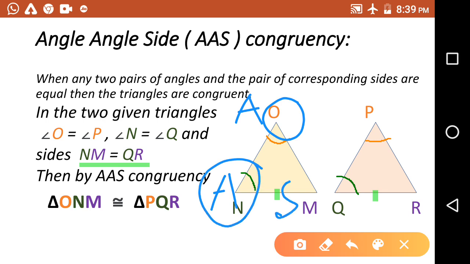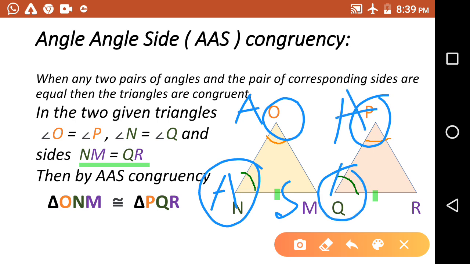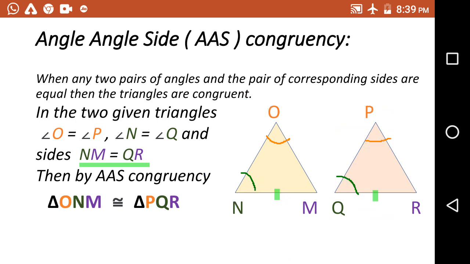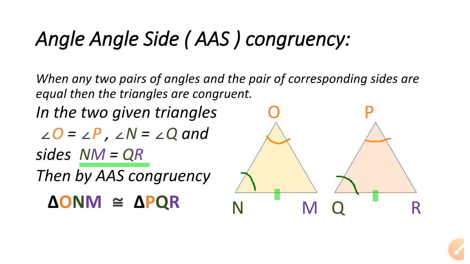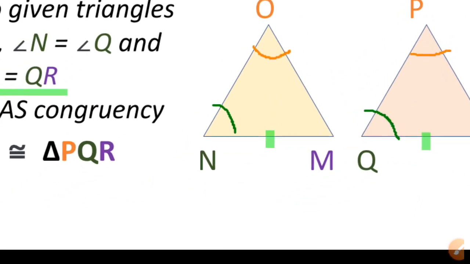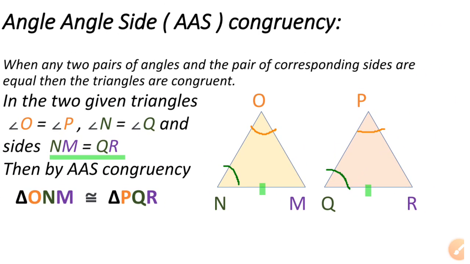So by angle side angle we have the same order. So we will say that by the angle side angle congruency rule, triangle ONM is congruent to triangle PQR. You can see the order here. O corresponds to P, N corresponds to Q, and this M corresponds to R. So it is triangle ONM congruent to triangle PQR.